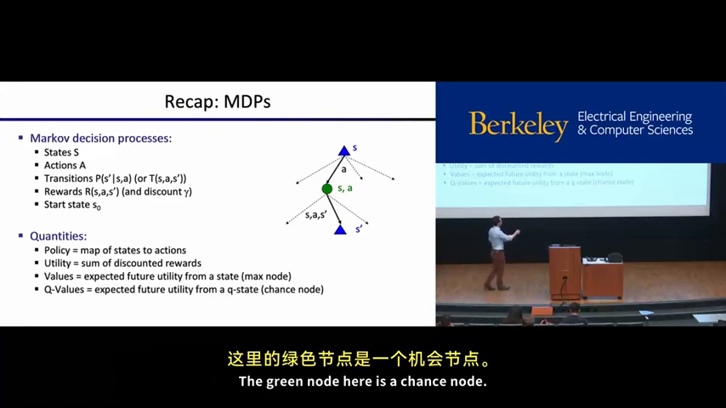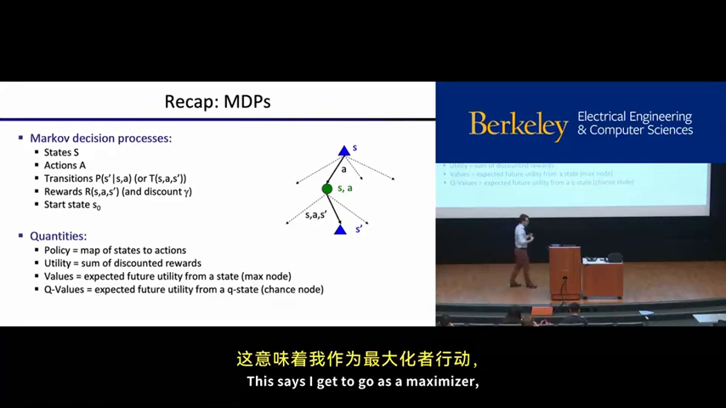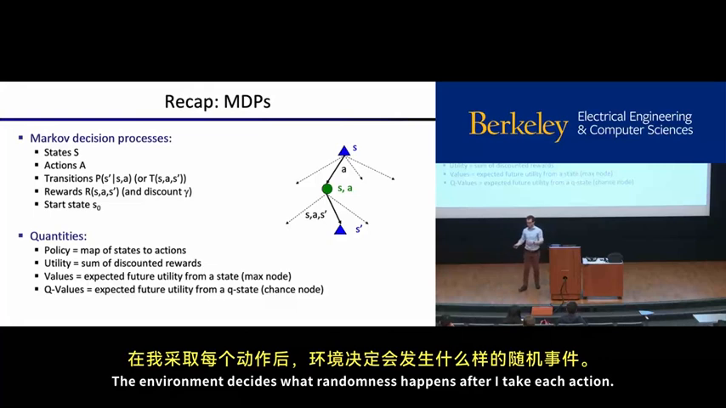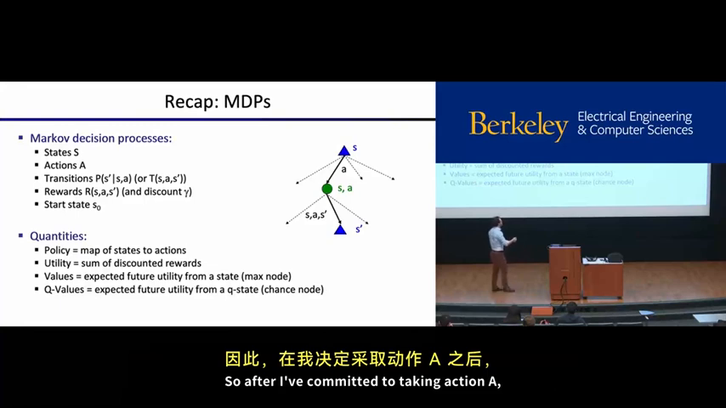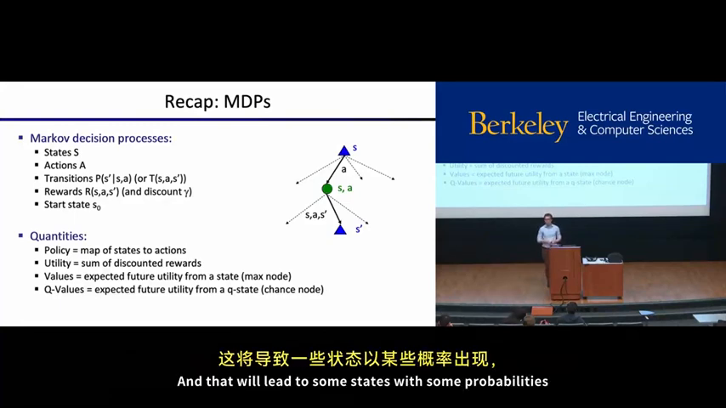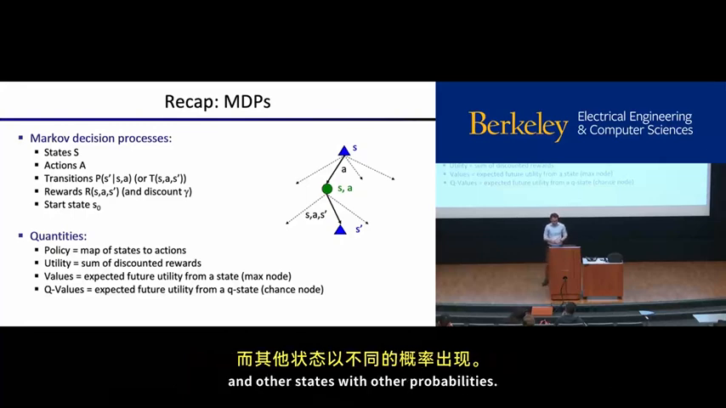The green node here is a chance node. This says I get to go as a maximizer, and then the environment gets to go as a chance node. The environment decides what randomness happens after I take each action. So after I've committed to taking action A, the environment is going to do whatever the environment does after action A, and that will lead to some states with some probabilities and other states with other probabilities.